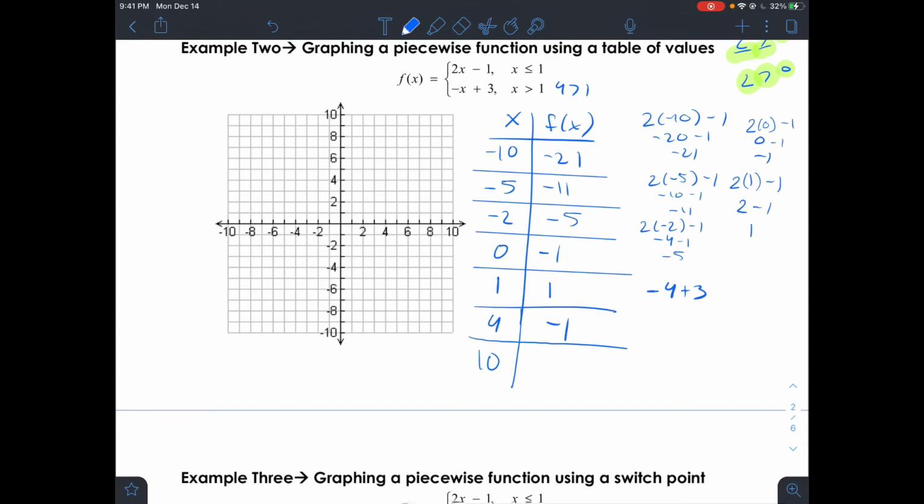Then we're going to go ahead and plug in 10. All right, so 10, again, is greater than 1. So we're going to plug it into that second equation. So we get -10 +3, which is going to give us -7. So now at this point, we can go ahead and graph. Unfortunately, we can't really graph this point because it's way off the chart. We can graph -5. It's going to get us to -11 here. And then we get -2, -5.